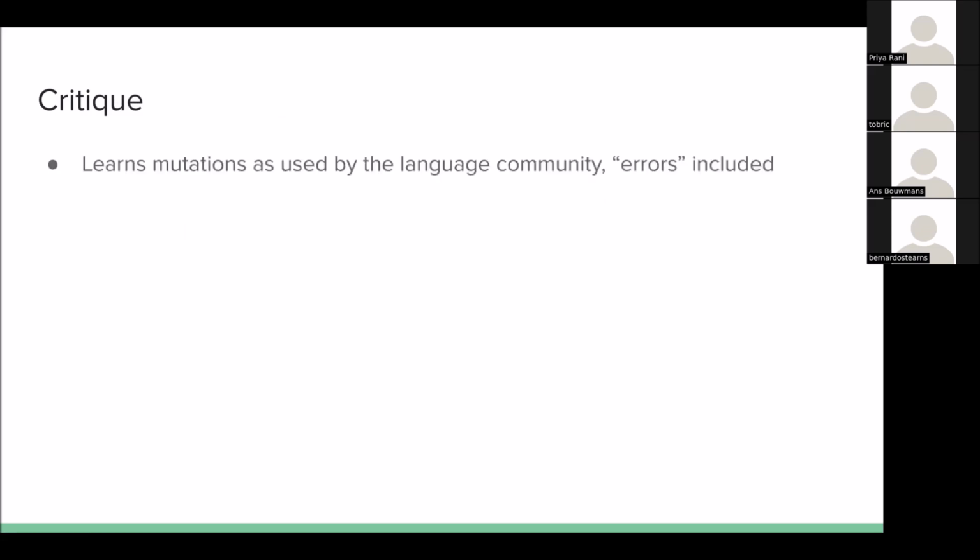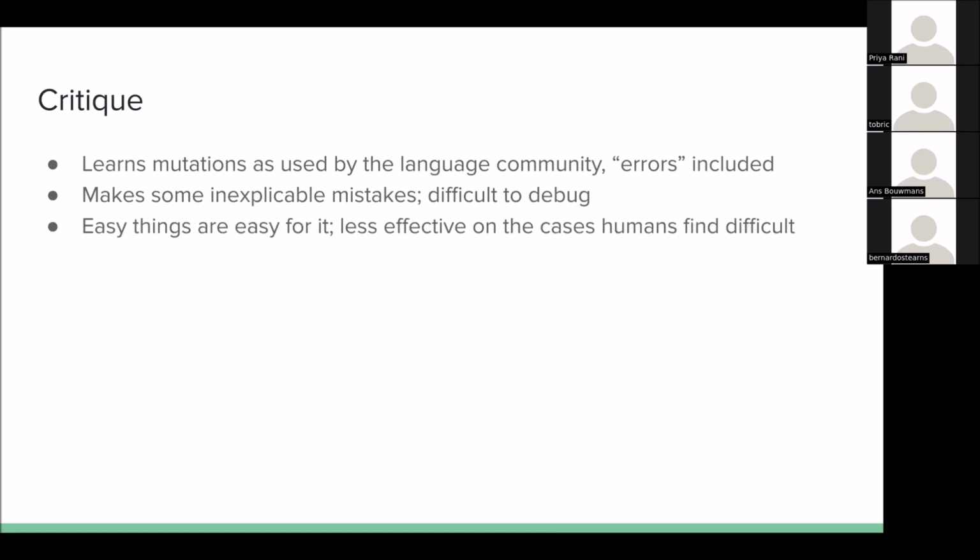All right. So again, I'm going to critique my own work and tell you the reasons that while this is interesting, it's not very useful. First of all, of course, it's completely unsupervised. It's learning mutations as they're used by the language community, which we've observed is different from the official standard. As is well known with neural network models, it can sometimes make mistakes that are inexplicable and very difficult to debug because you're not really sure what's happening with the weights behind the scenes.